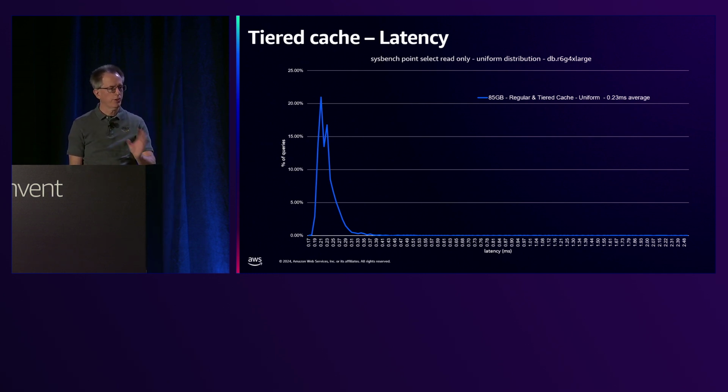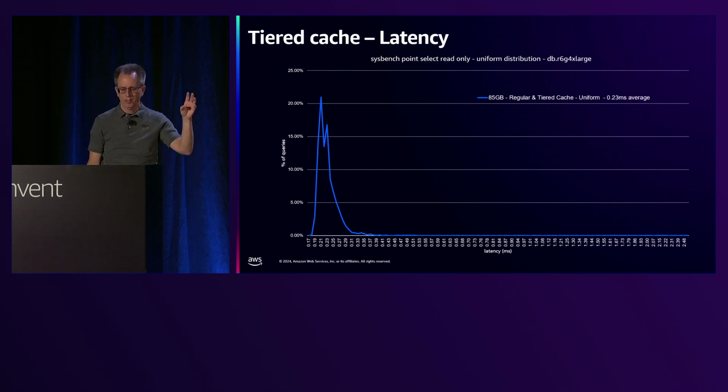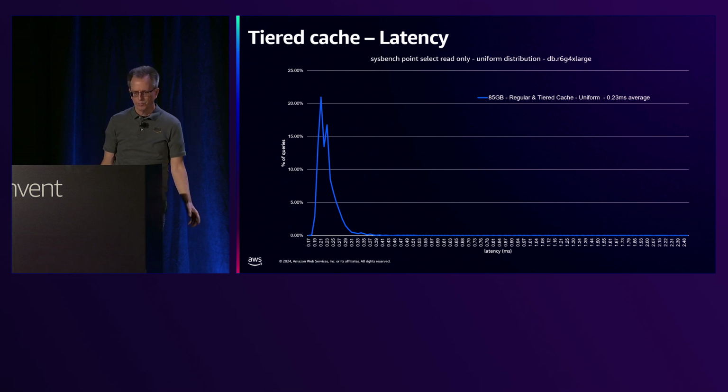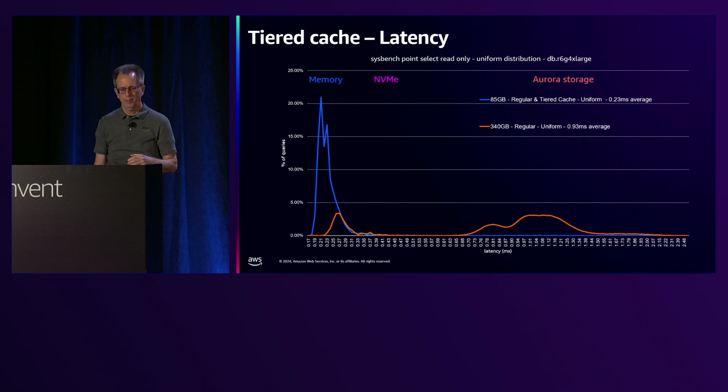So whether I'm running tiered cache or regular, I'm going to get the same result because it's all just coming from the shared buffers. And that's what we see on the horizontal axis: how many queries are taking how much latency. So you want it far to the left, and you want it as high as possible on the vertical axis. So either one of these, we're getting about 0.23 milliseconds, very fast reads, right?